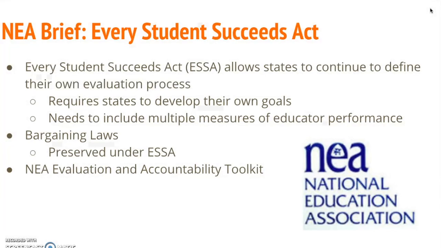Let's look at the NEA brief, Every Student Succeeds Act. The Every Student Succeeds Act, ESSA, allows states to continue to define their own evaluation process. When states develop their long-term and short-term goals, they also need to look at trends affecting school performance, not just test scores. When developing their system, it needs to include evidence of student achievement, but also include multiple measures of educator success. ESSA also preserves bargaining laws, and this brief also included the NEA Evaluation and Accountability Toolkit, which gives examples and points to remember when implementing or modifying an evaluation system.